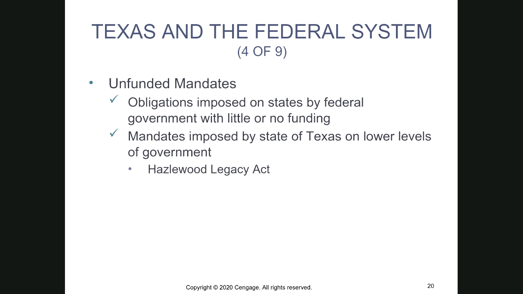In 2009, prior to the expansion, the cost to schools as a result of the Hazelwood Act was $24.6 million, a cost that increased to as much as $379 million by last year. So this was an example of Texas basically coming in and telling lower levels of government what they were going to do without enough funding.